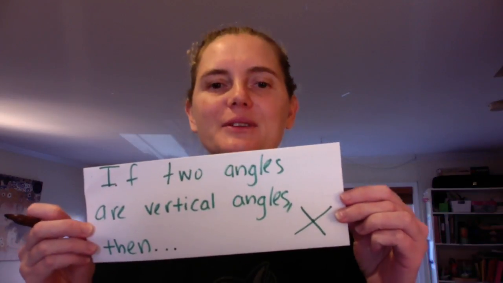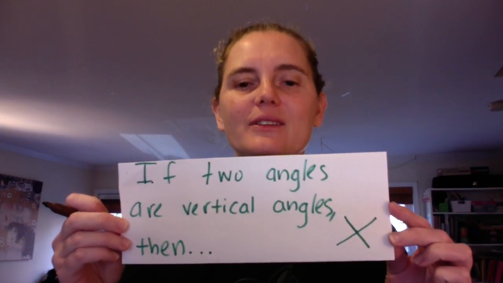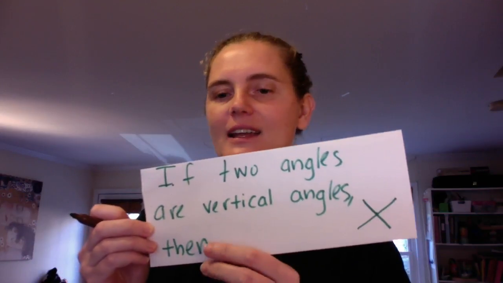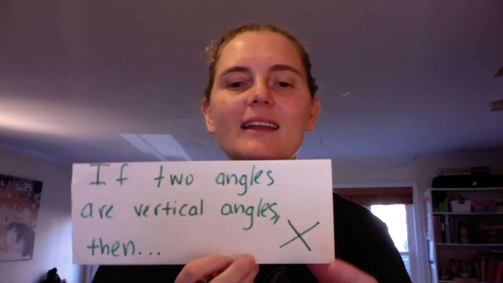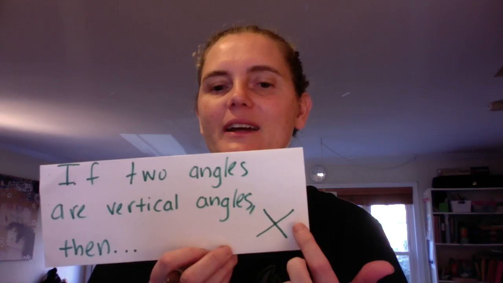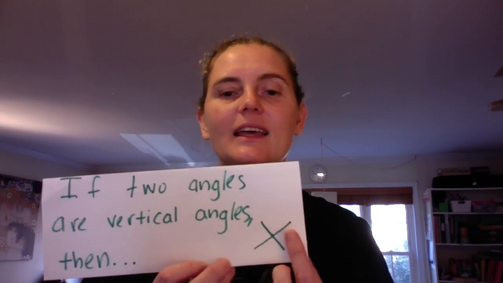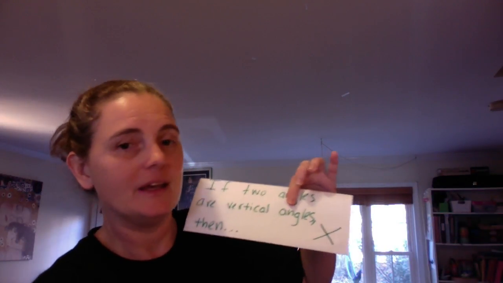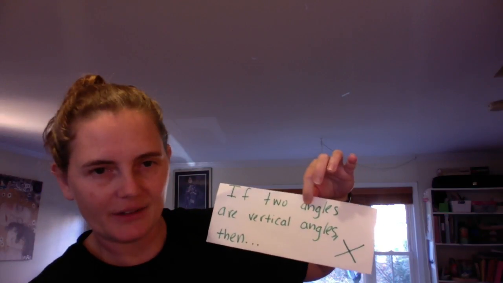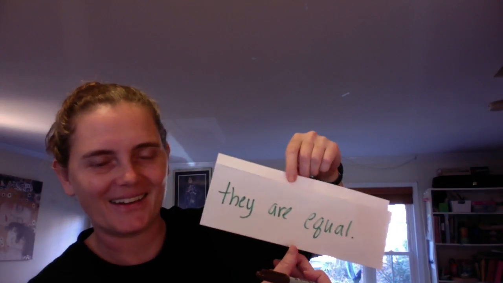Those are the two proofs I'm going to walk you through today. There's only one quick reminder. Here's a flashback. If two angles are vertical angles, and I drew some vertical angles for you over here. Anytime you have two lines come together and meet at a vertex, it forms vertical angles across from one another, diagonal to one another. So if two angles are vertical angles, then they are equal.